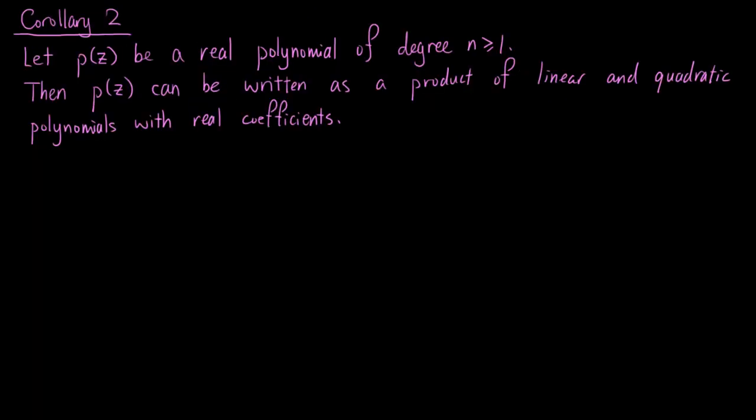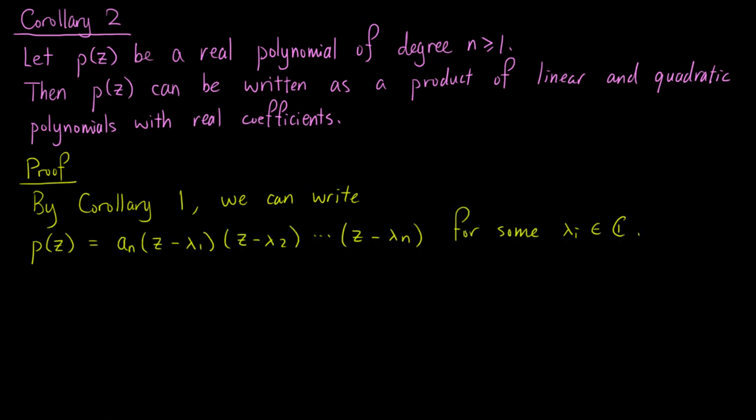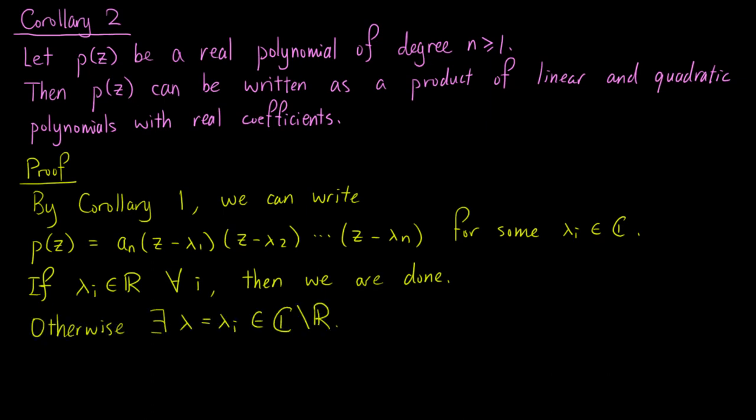Now, let's look at the second corollary. Let p of z be a real polynomial of degree n at least 1. Then, p of z can be written as a product of linear and quadratic polynomials with real coefficients. To prove this, we first make use of the first corollary to write p of z equals an times z minus lambda 1 times z minus lambda 2 all the way to z minus lambda n for complex numbers lambda i. If all of the lambda i's are real, then we are done. Otherwise, there exists a lambda, which is lambda i for some i, which is not real.